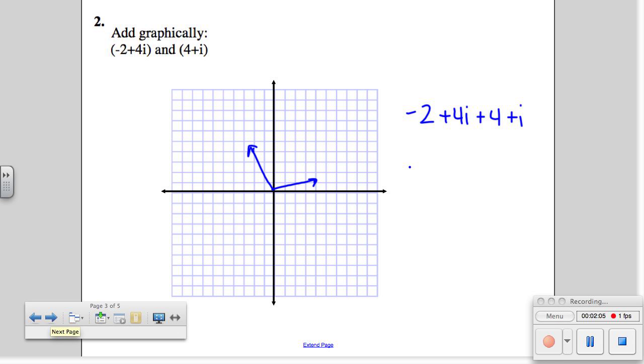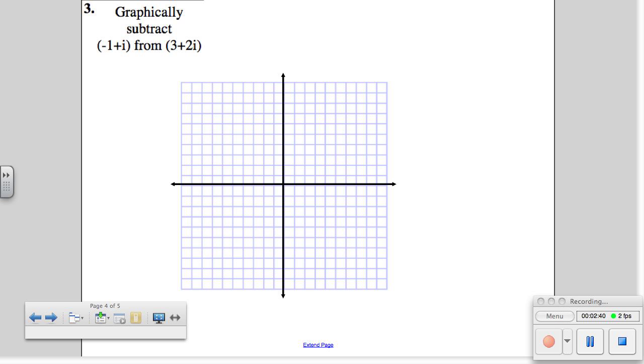If I add them together and I add the imaginary parts and the real parts, I get 2 plus 5i. And if I graph that one, you get the final answer. Right there, we go 2 in the real direction and 5 in the imaginary direction. So the red would be the final answer.